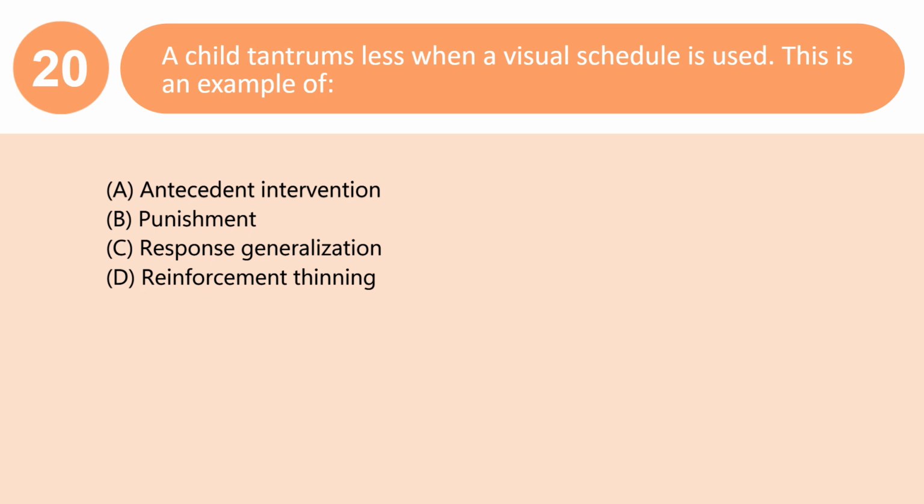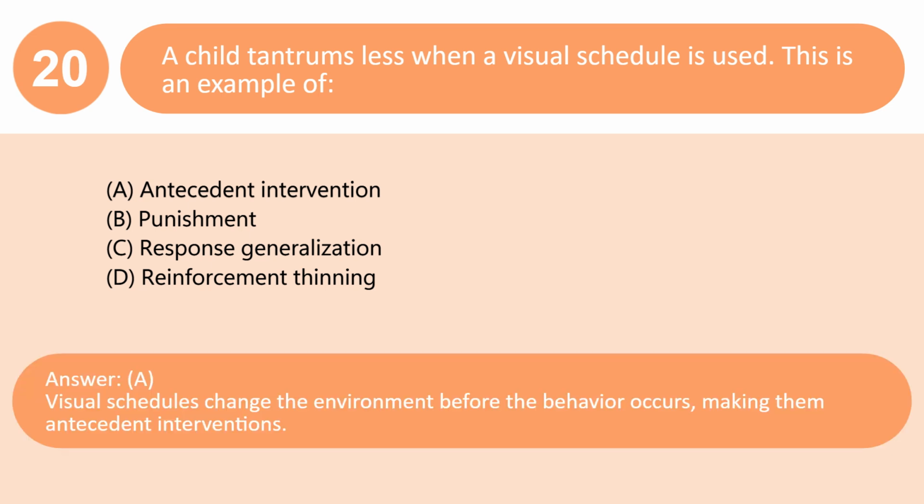This is an example of A. Antecedent intervention. B. Punishment. C. Response generalization. D. Reinforcement thinning. Answer A. Visual schedules change the environment before the behavior occurs, making them antecedent interventions.